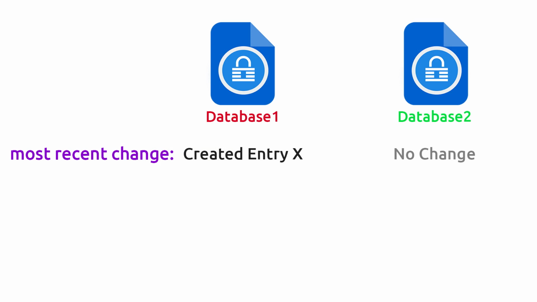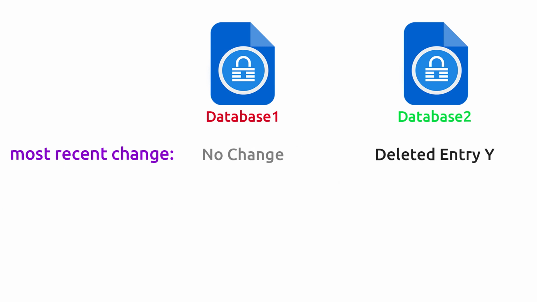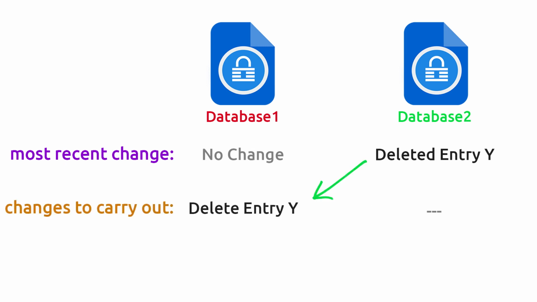So if I create an entry X in database 1, entry X will be created in database 2. If I delete entry Y in database 2, it will also be deleted in database 1. Therefore, you must pay a lot of attention because it's a bi-directional process.